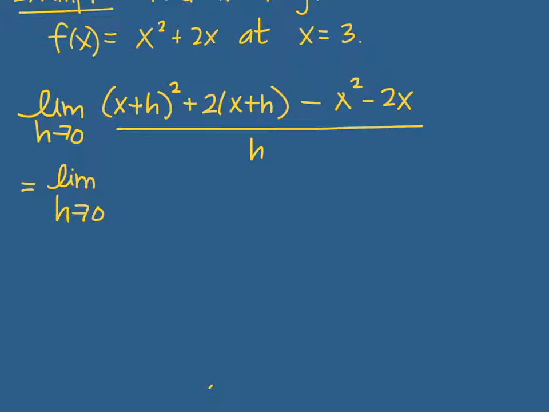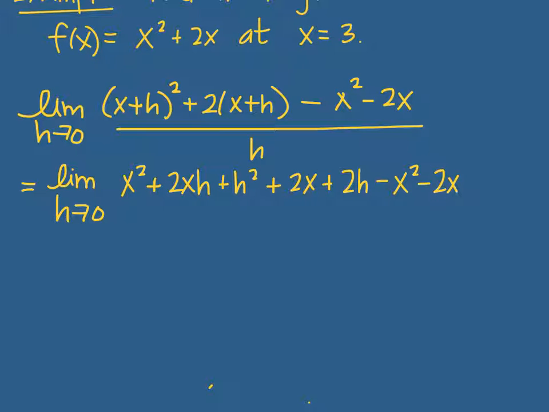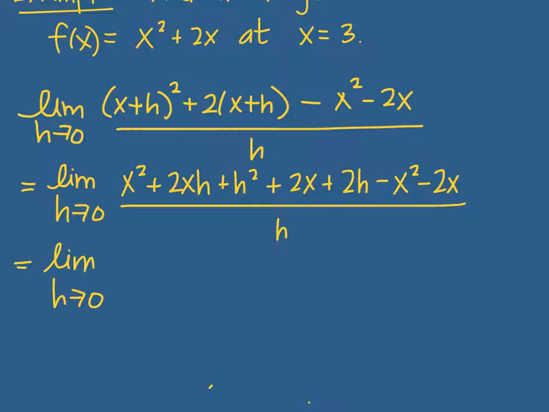And so then we'll expand. We'll have x squared plus 2xh plus h squared plus 2x plus 2h minus x squared minus 2x. And all of that should really nicely clean up for us algebraically. That's why Newton's thing always works really nice with polynomials.